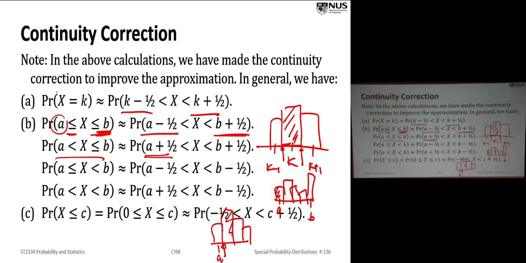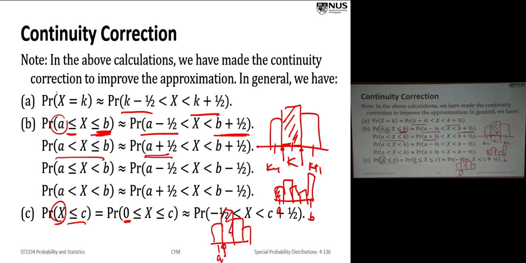Of course, x less or equal to c is from 0 to c, including 0. For binomial, x cannot be negative, so the lower bound is 0, including 0. So it's from minus half up to c plus half. It's very simple.